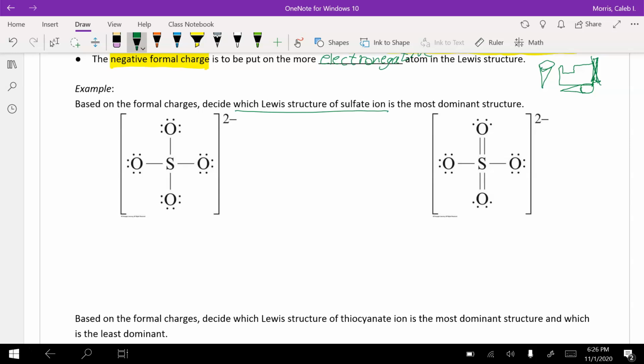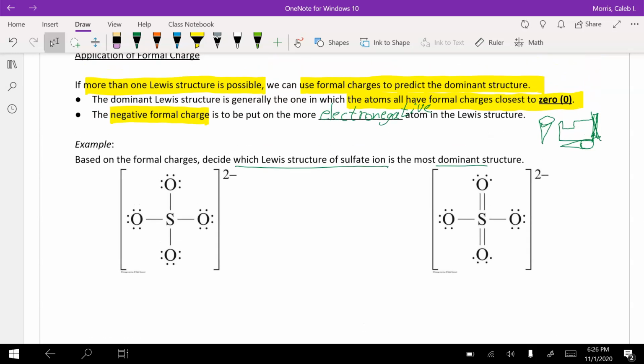So let's look at our formal charges in this and decide which Lewis structure of the sulfate ion is the most dominant structure. First we have to find our formal charges. Let's circle each atom. Got this one, this one, this one, and this one. So all of the oxygens are single bonds, and it looks like they've got 1, 2, 3, 4, 5, 6, 7. So each of the oxygens has 7 assigned electrons.